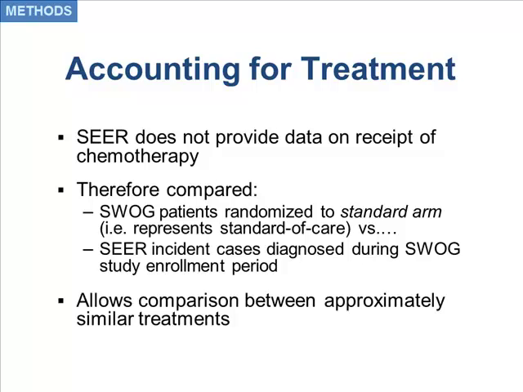With respect to accounting for treatment, SEER does not provide data on receipt of chemotherapy. Oddly enough, they collect it, but they don't provide it. They don't feel it's reliable. Therefore, we compared SWOG patients randomized to the standard arm, representing potentially the standard of care, versus SEER incident cases diagnosed during the SWOG study enrollment period. And assuming that the SWOG standard arm does in fact represent standard of care, then this would allow approximately a comparison between similar treatments.